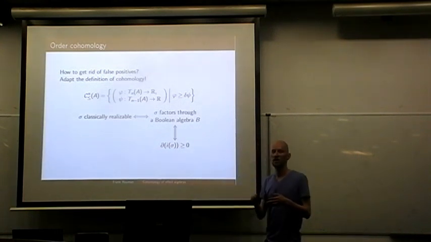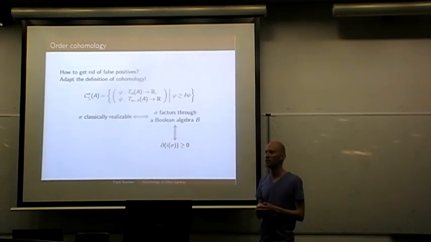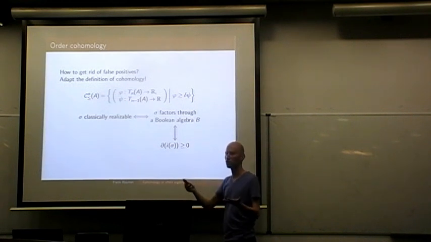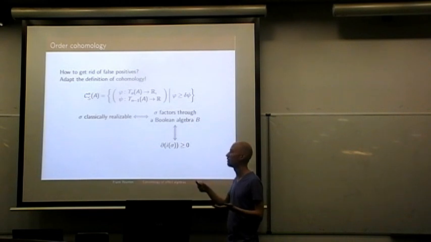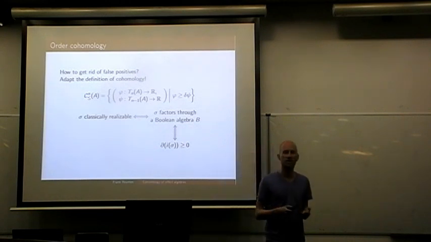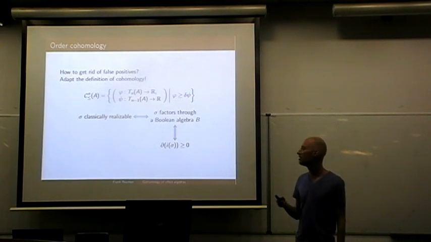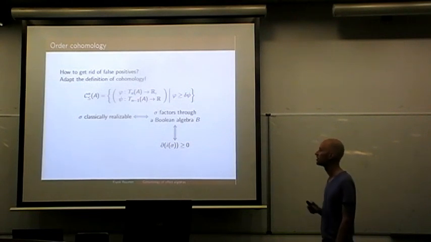we know that a state is classically realizable if and only if it factors through a Boolean algebra, and that happens if and only if this cohomology class in order cohomology is greater than or equal to 0. So in this way we get a nice characterization of realizability without any false positives.